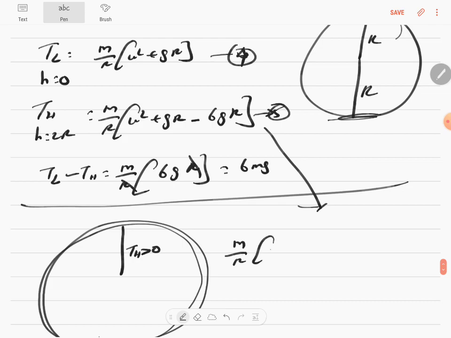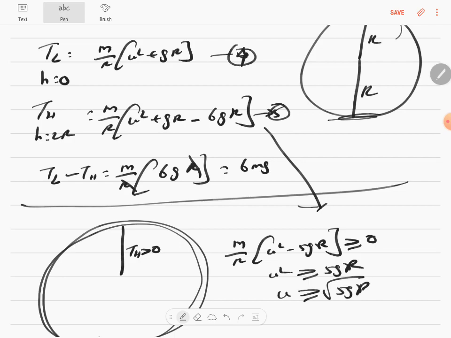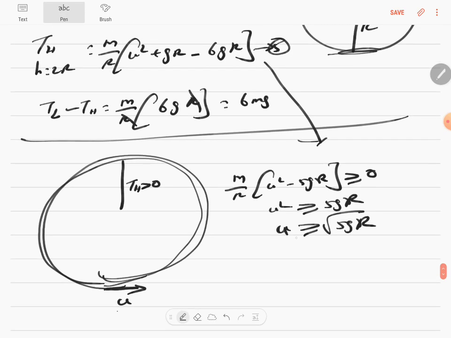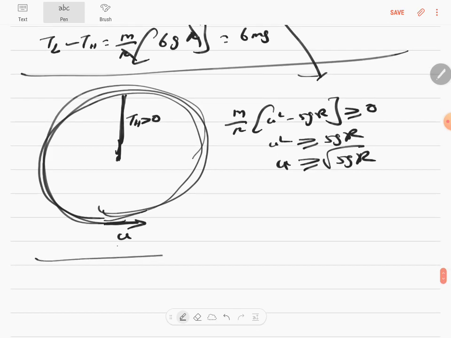M by r into u square minus 5gr has to be greater than or equal to 0. U square has to be greater than or equal to 5gr. So u has to be greater than or equal to root of 5gr. That is the minimum velocity that you have to give so that it will whirl around. Looping of the loop will occur. It will not slack and fall off. Okay. So till here it's very, very important.